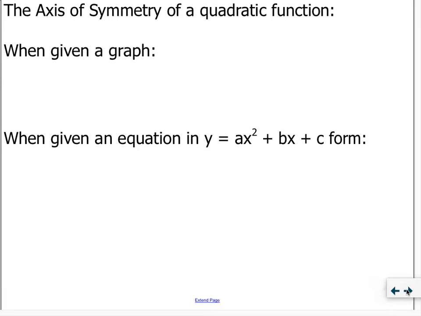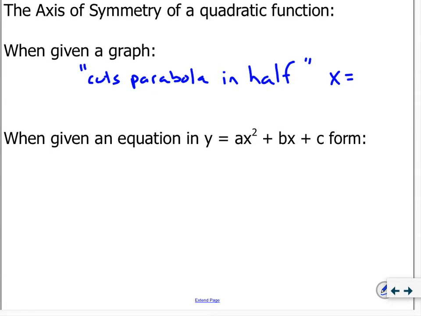So here's how we find the axis of symmetry. When you're given a graph, it's the line that cuts the parabola in half. And it's usually x equals some kind of a number, because our parabolas are either going to open up or open down. Now, when we're given an equation, though, we could go and graph it somehow and then figure out the line that cuts down the middle.